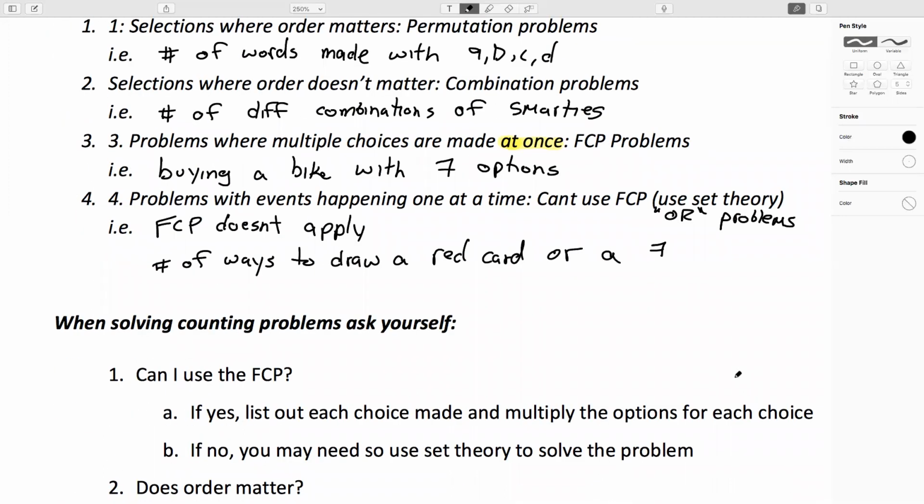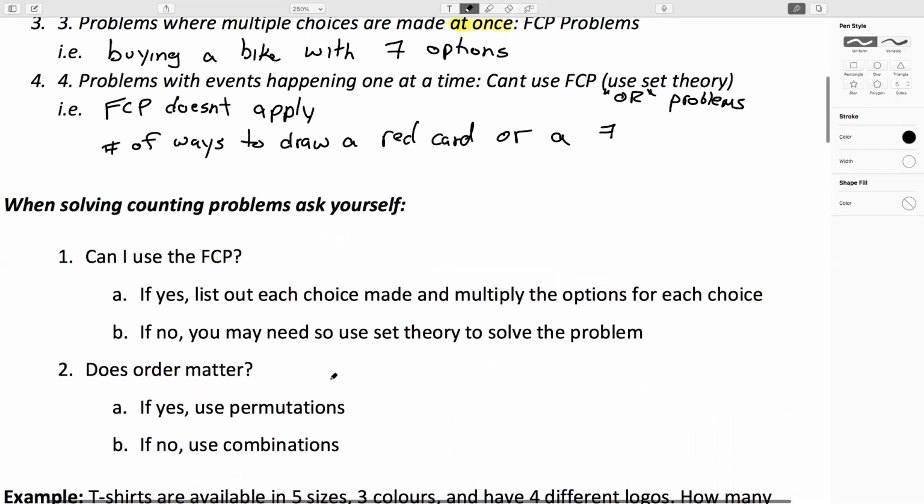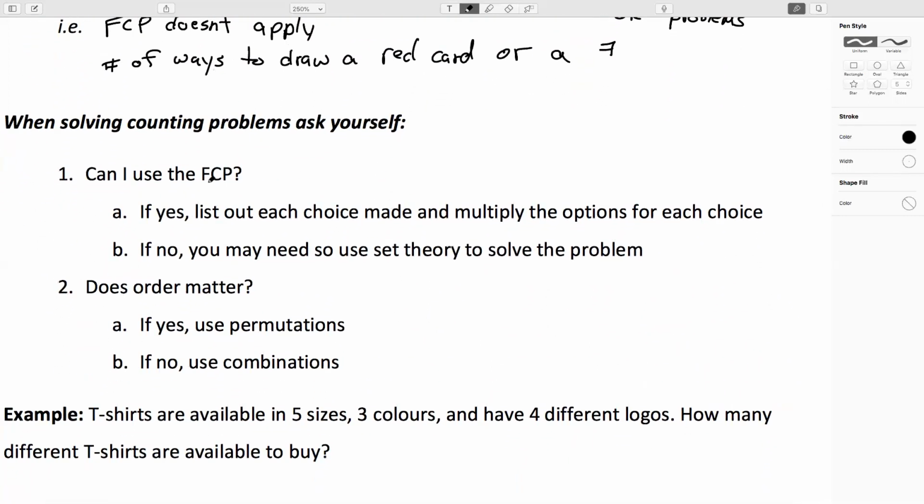So when solving counting problems, ask yourself a couple of questions. Question 1, can I use the fundamental counting principle? And that's, is this an OR question or an AND question? If you can use it, list out each choice made and draw a line for each choice, then multiply by the options for each of them. If no, you may need to use set theory, and that's where you draw a Venn diagram, and you'd have to add the choices on one side and the choices on the other side and subtract the intersect.